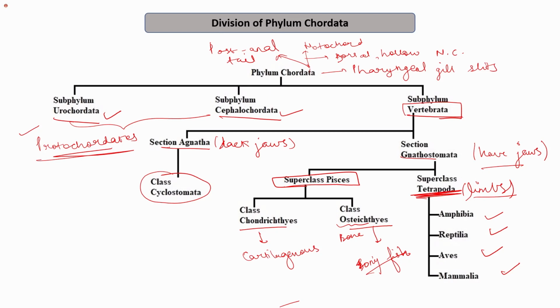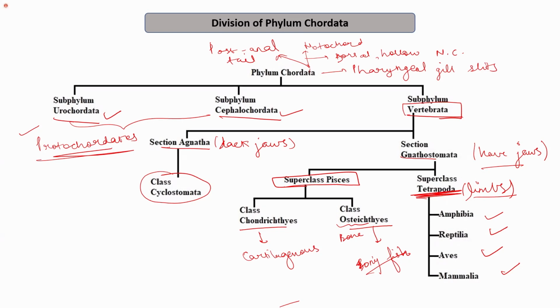This vertebrata is again divided into two sections: agnatha, which lack jaws, and second one is gnathostomata, which have jaws. Section agnatha is further divided, and one of the classes is the class cyclostomata. Then in gnathostomata, the animals that have jaws can further be divided into two superclasses. The first superclass is Pisces, that is of the fish, which can further be divided into class Chondrichthyes and class Osteichthyes based on whether their skeleton is cartilaginous or they are bony fish.